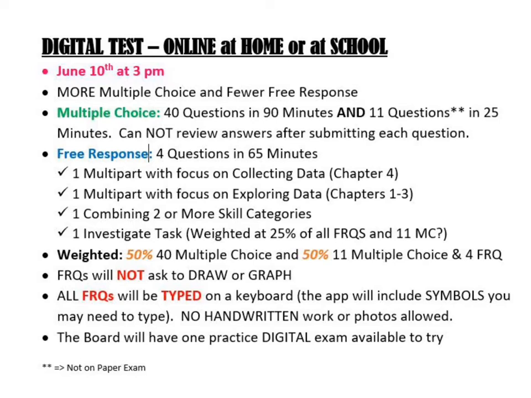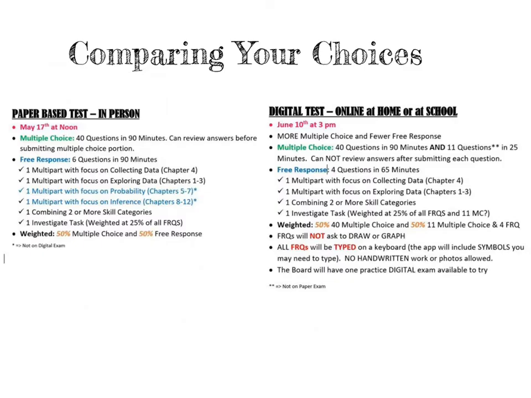The board does plan on having one practice digital exam come out sometime in April, so you can get a feel for how it's going to work. But keep in mind, you have to make this decision by March 5th, so you don't even get to know what this looks like. You just have to use this basic information for it. Now, if it helps you to see them side by side, comparing your choices. Again, look at the dates of testing. Think about, does that date make a difference to you? If it does, have that help you make your decision.